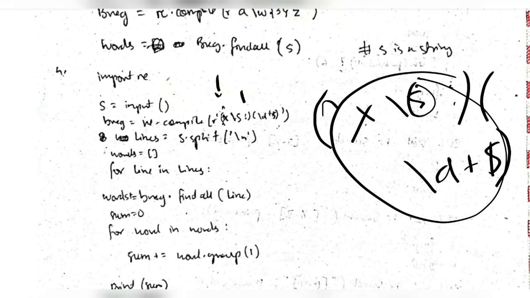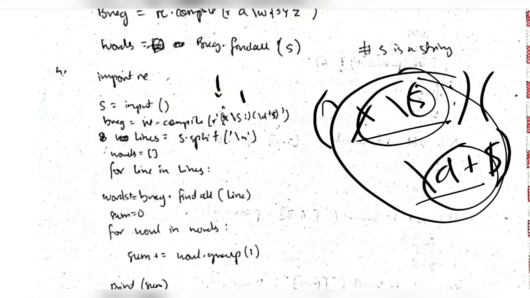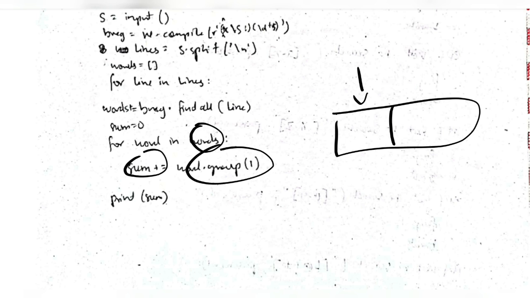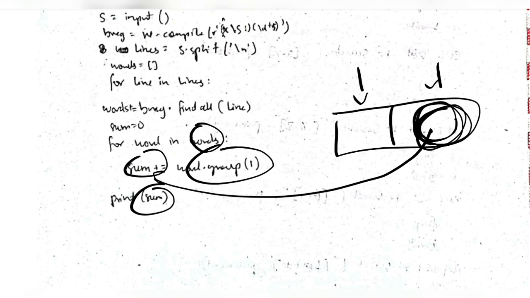Then when I search with this, I'll have 2 groups, group 1 and group 2. Okay, so this will be group 0, group 1. What I will do is find all the lines here, which will be stored in words, and sum will be initially 0. Then sum will be equal to sum plus word of group 1. So in all those words I'll access each word, and it will have 2 groups. I'll add up all of these numbers, which will be stored in sum, and I'll be printing the sum.